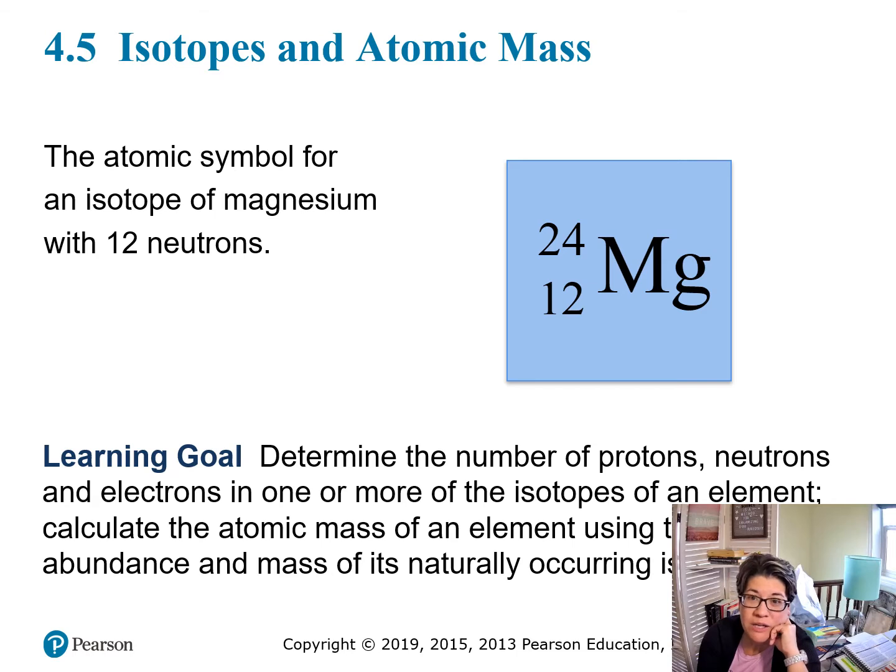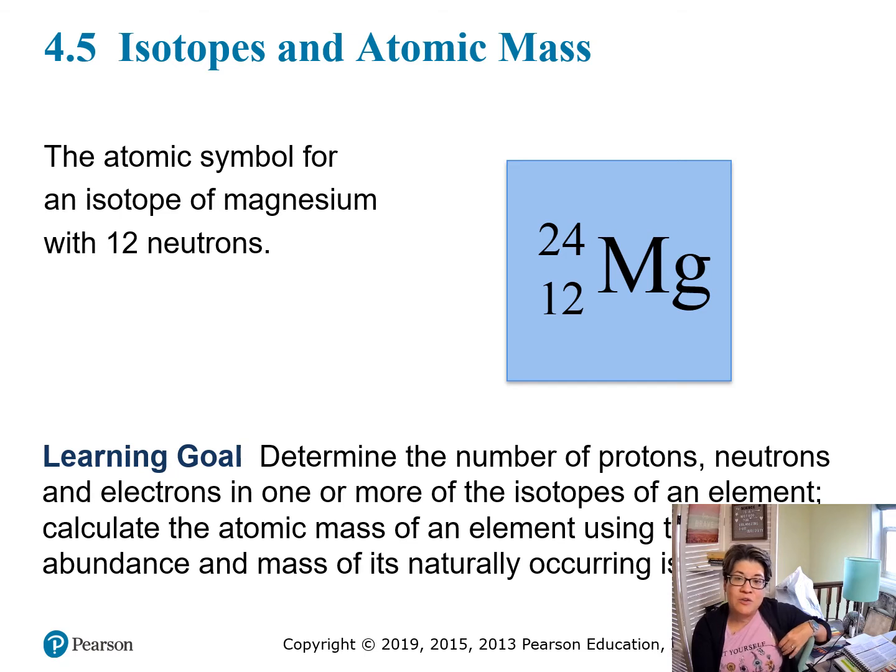All right, now we're going to look at what we call isotopes and atomic mass. On the periodic table, what we show with the atomic mass is the normal, average, most common form of that element. But there can actually be different forms. Sometimes they're what we call radioactive. So maybe you've heard of radioactive isotopes. And they can have different numbers of neutrons.